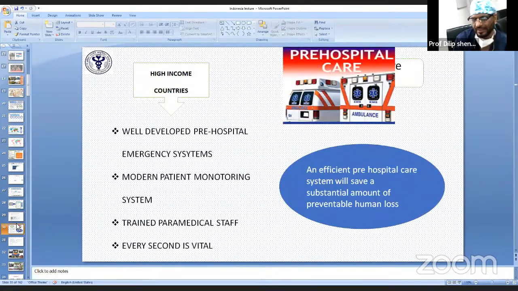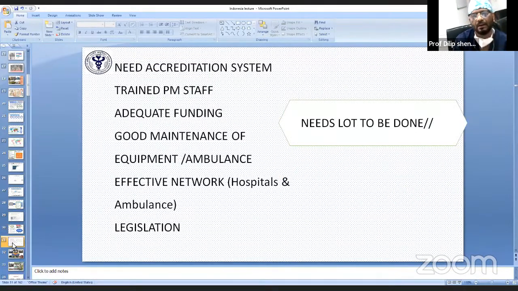Now, pre-hospital care. An efficient pre-hospital care system will save a substantial amount of preventable human loss. Pre-hospital care is excellent in high-income countries. You can see well-developed emergency systems, modern patient monitoring systems, trained paramedical staff, and every second is accounted for, which is vital. So what we need is an accreditation system, trained paramedic staff, adequate funding, good maintenance. All these things are out of the hands of doctors.